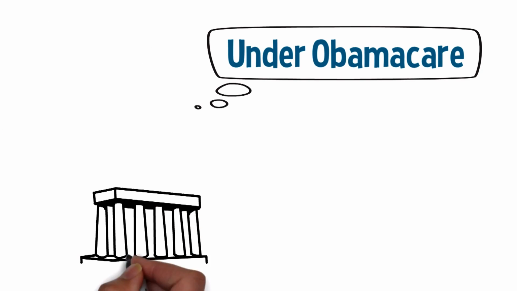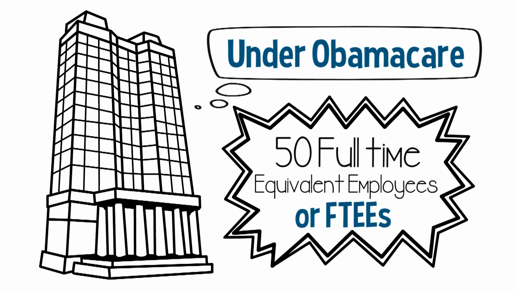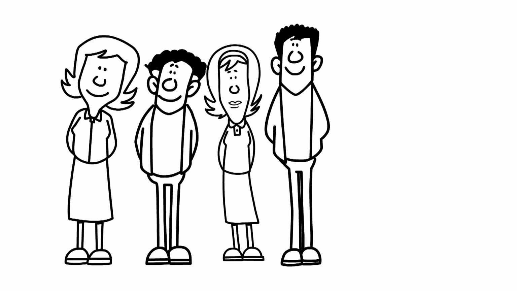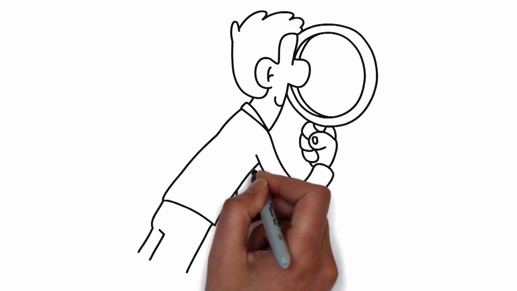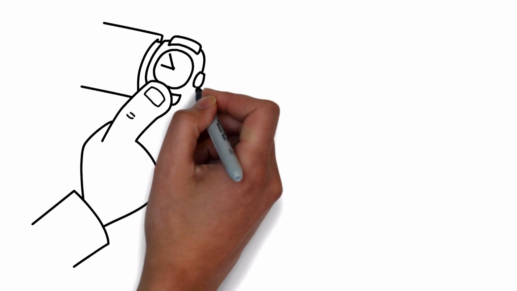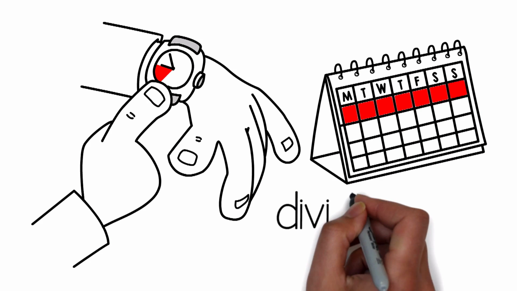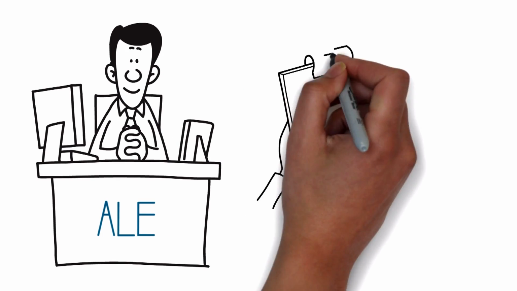Under Obamacare, if a company has more than 50 full-time equivalent employees, or FTEs, they are considered an applicable large employer, or ALE. To find out how many full-time equivalents you have, add up all the part-time hours for the week and divide by 30. If you are an ALE, you will have to comply with ACA reporting.